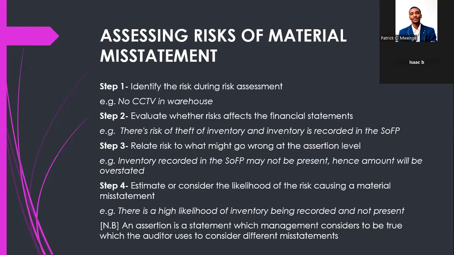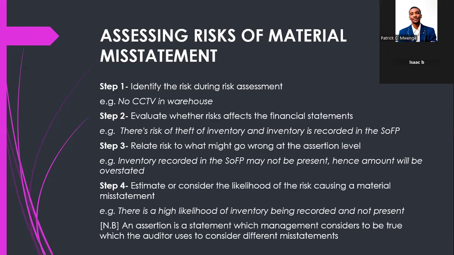The inventory that's recorded might not actually be present because the head office where they're preparing the financial statements is far from the warehouse. And they might record inventory as being present, but in actual sense, that inventory is not present, it has been stolen. And if that's the case, then it means there is a misstatement. And that misstatement is material, right? So now, at step 4, this is where we sit and analyze and consider the likelihood of the risk causing a material misstatement.